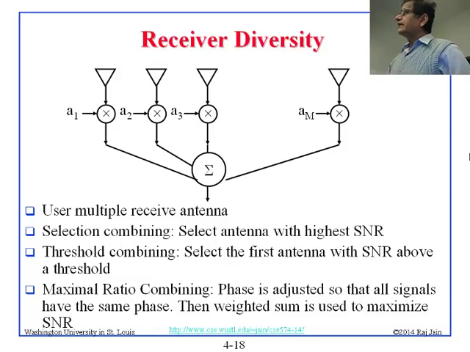Then there is maximum ratio combining. The phase is adjusted so that all signals have the same phase, and then a weighted sum is used to maximize the signal to noise ratio. So you look at the phase of each signal and then you combine them, you adjust the phase, and then you add them together. So this is really combining in some sense. Okay, you add them with a weighted sum.